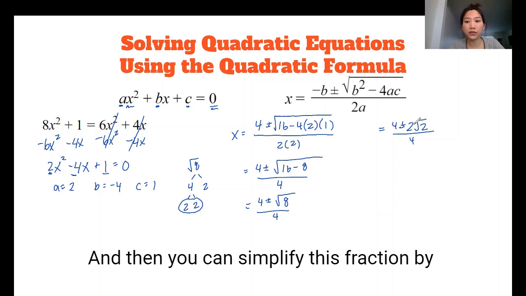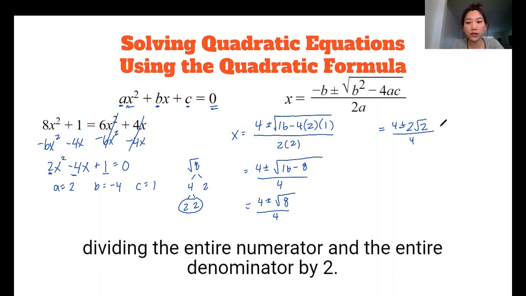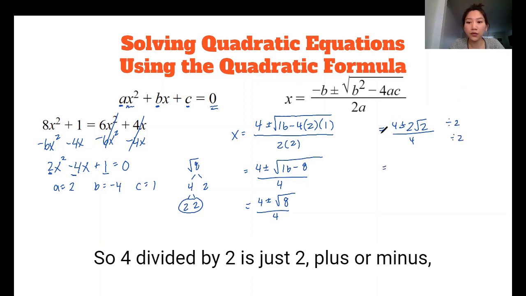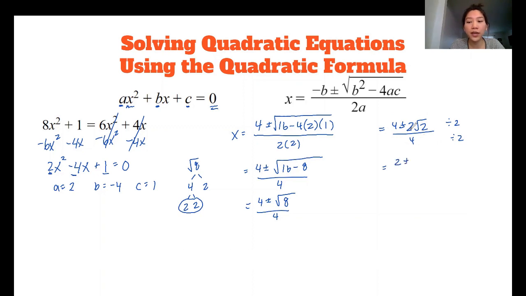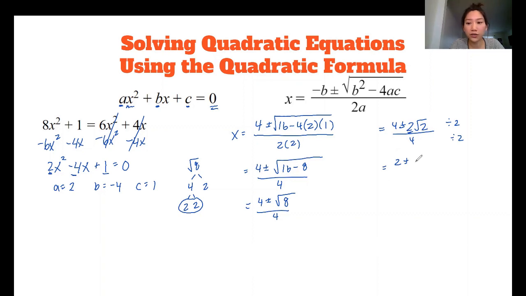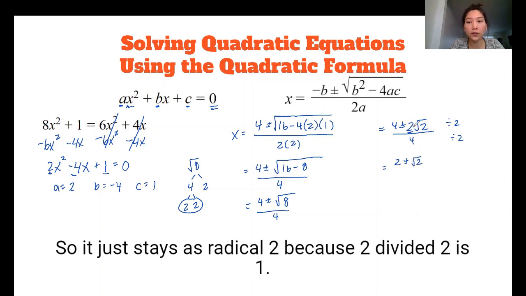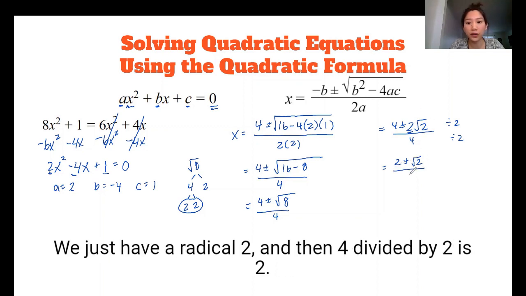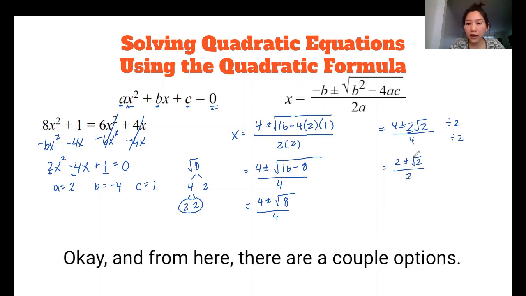And then you can simplify this fraction by dividing the entire numerator and the entire denominator by 2. So we're going to divide the numerator by 2 and divide the denominator by 2. So 4 divided by 2 is just 2 plus or minus 2 rad 2 divided by 2. It's only the regular number that gets divided, not what's inside the radical. So it just stays as radical 2 because 2 divided by 2 is 1. So then we don't have a coefficient in front anymore. We just have a radical 2. And then 4 divided by 2 is 2. And from here, there are a couple options.